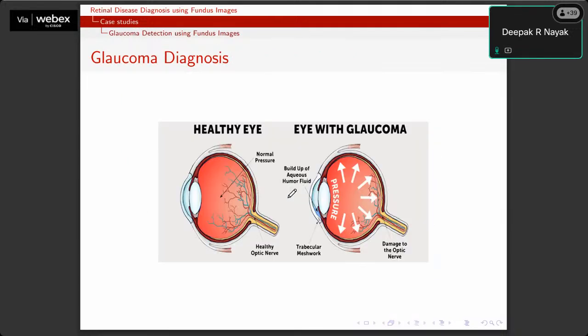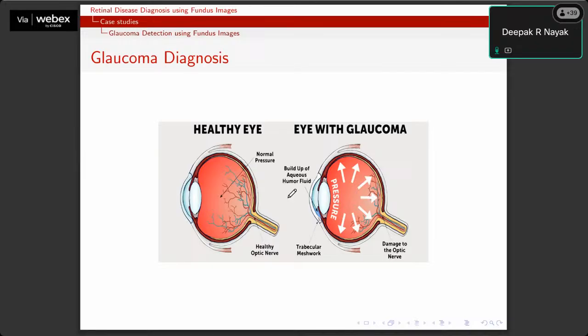So let us also discuss what causes glaucoma. As I already mentioned, glaucoma is caused by excessive pressure inside the eye, which damages the optic nerve. Now there is a question: why is there pressure in the eye? The image on the left-hand side is a normal eye, and the pressure is also normal inside the eye, but the image on the right-hand side is very different.